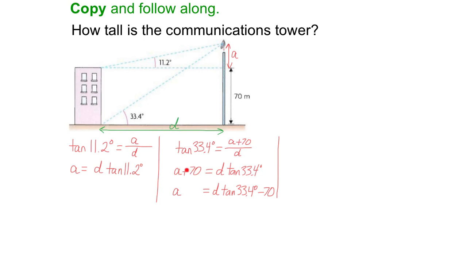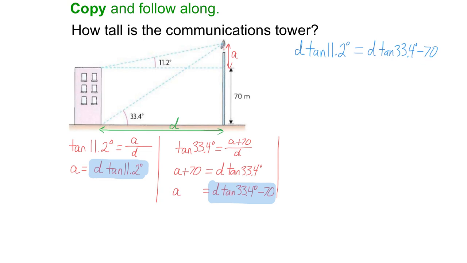And to solve for A, I've got to take away 70 from this side. I take away 70 from this side too. So A is equal to D times tan 33.4 minus 70. Now look what I've done. I've solved for A two different ways. So A is equal to D tan 11.2, and also A is equal to D tan 33.4 minus 70. Now, A is A, so that means D tan 11.2 is D tan 33.4 minus 70. So I can make that into an equation.